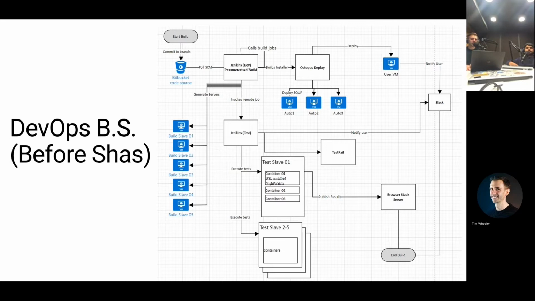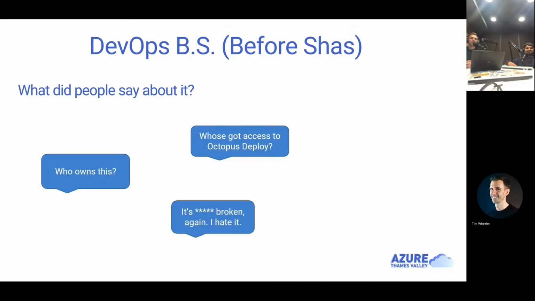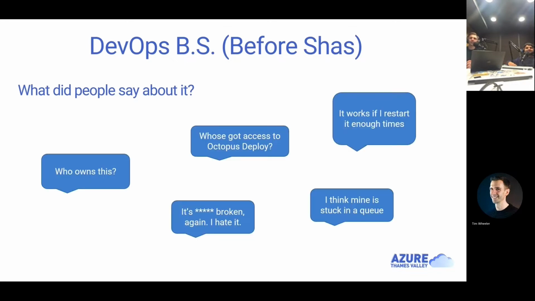And so I've captured a few of the thoughts that people had back in the day when they were using our DevOps stack. Who owns this? Who's got access to this? I hate it. This starts working if I keep restarting it enough. I mean, I'm sure a lot of us have seen systems like that. It's fair to say it wasn't very well loved, and it wasn't given much love, in its defense.